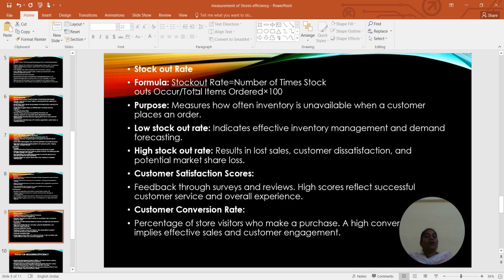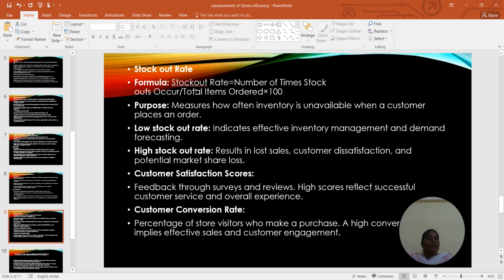And the next one is the stock out rate. The stock out rate measures how often inventory is unavailable when a customer places an order. That means the customer places the order but that particular stock is not available. So how many times does this occur? That is calculated by the stock out rate. A lower stock out rate indicates effective inventory management and demand forecasting, and a higher stock out rate results in a loss of sales, customer dissatisfaction, and potential market share losses.